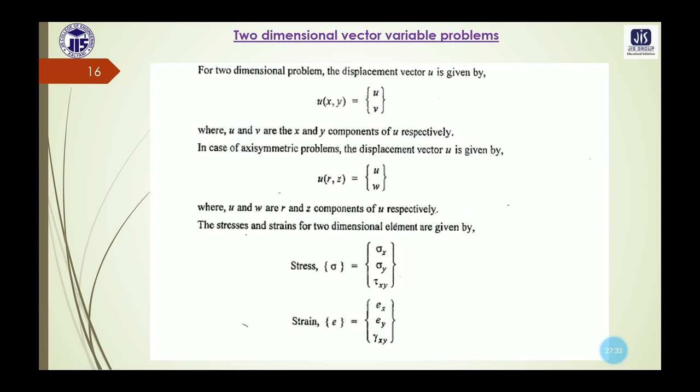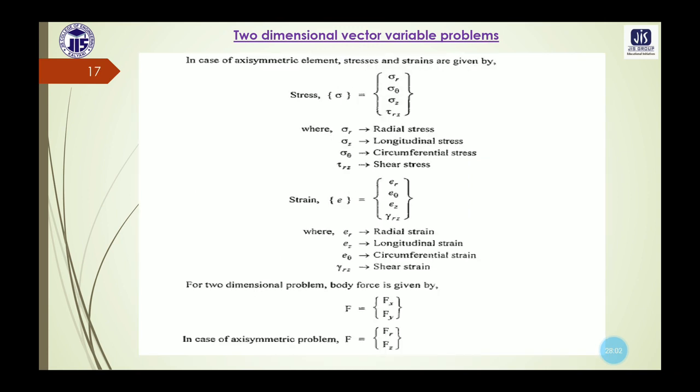Now, the stresses and strains for a two-dimensional element are given by stress sigma equal to a column matrix of sigma x, sigma y, and tau xy, which is the shear. In the case of strain, epsilon equals epsilon x, epsilon y, and gamma xy. So these are the stresses and strains for a two-dimensional element.